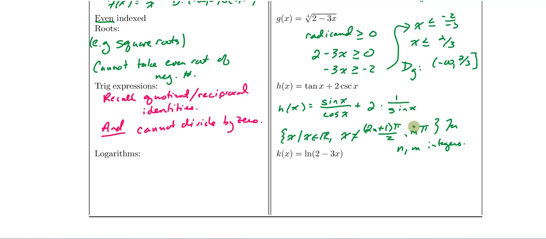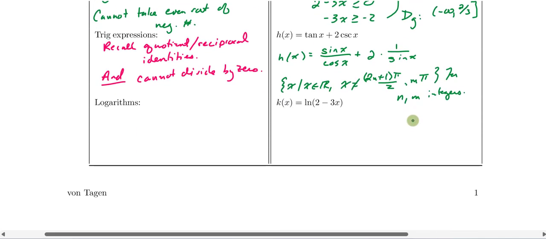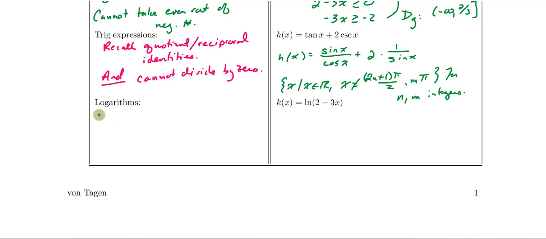Okay, all of this is actually a review, these first 1, 2, 3 examples. The new example is logarithms. You can only take the log of positive numbers. So that's our phrase for this one. You can only take the log of positive values.